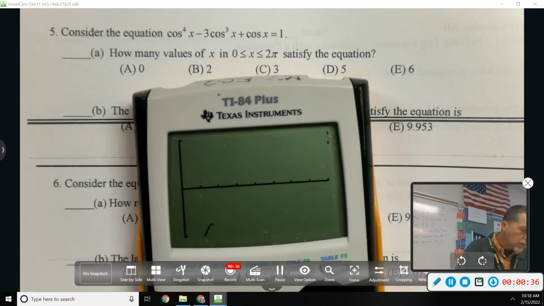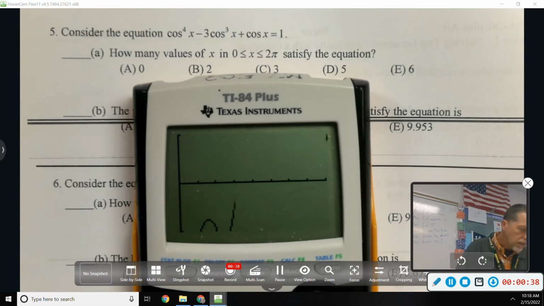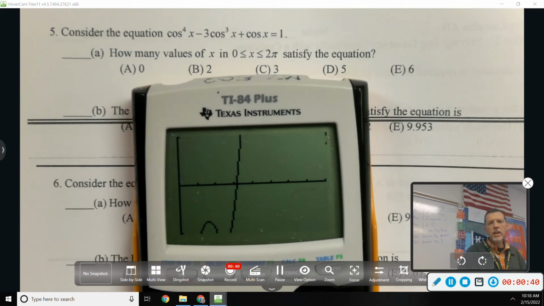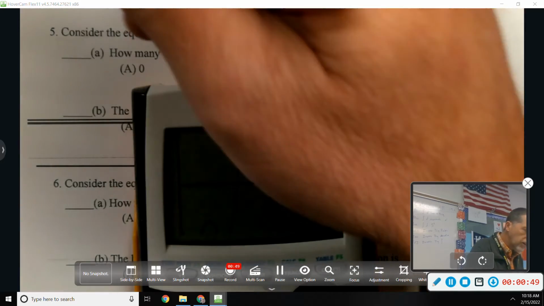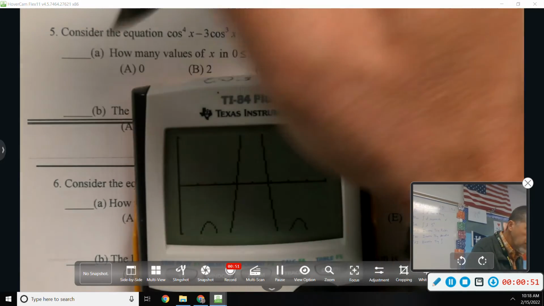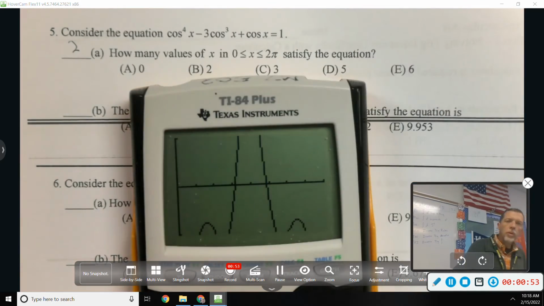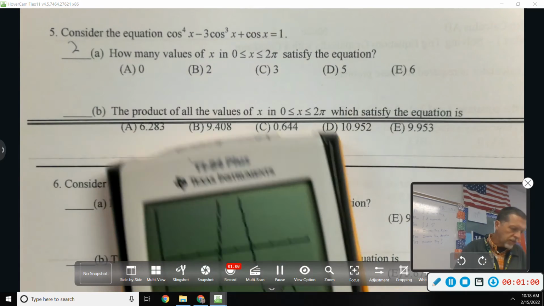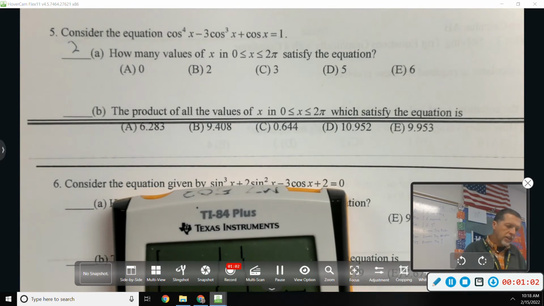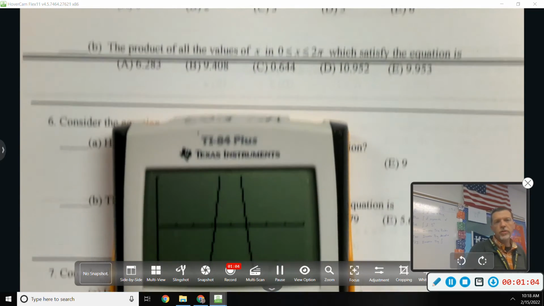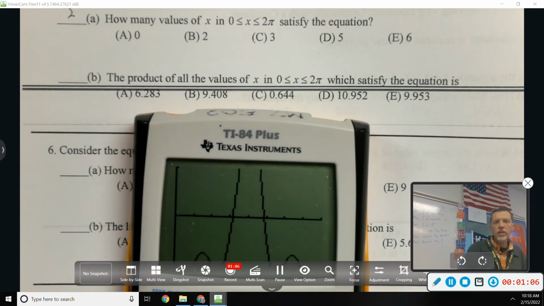Right, the first question was, how many values are there? So there's 1, 2. So there are 2 places where the equations intersect. And the next question is the product of all the values. So there's only 2 of them. So I need to find both of those and multiply them together.